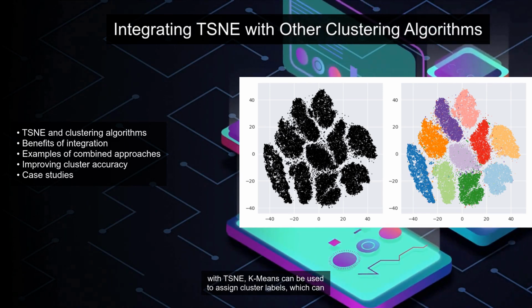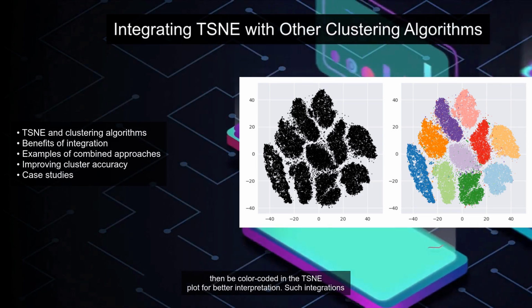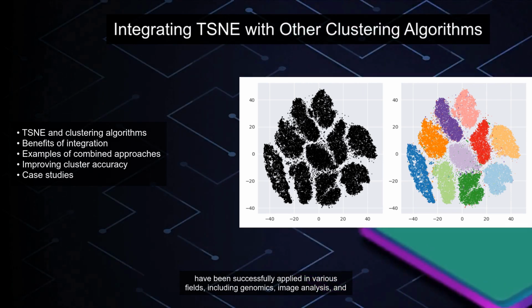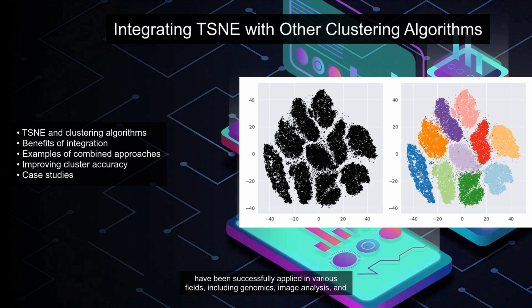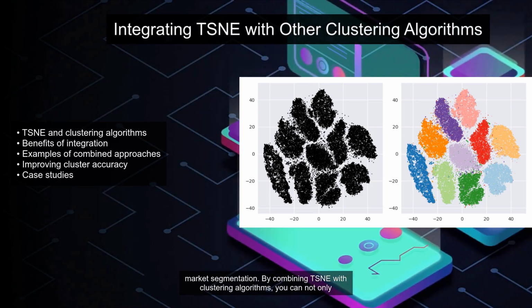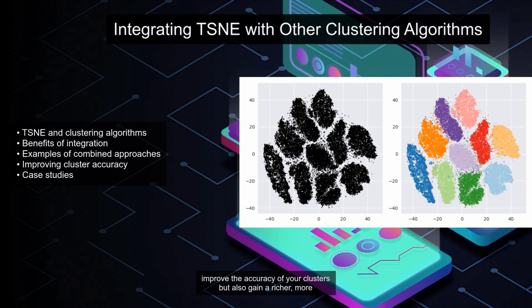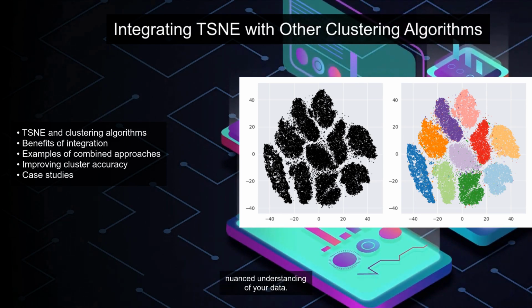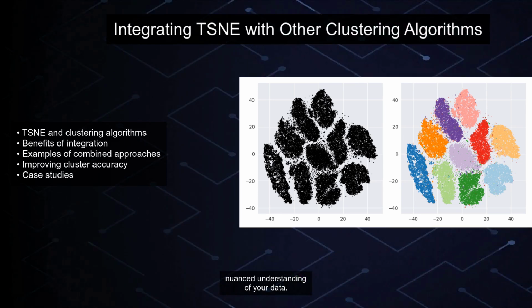For instance, after visualizing the data with TSNE, k-means can be used to assign cluster labels, which can then be color-coded in the TSNE plot for better interpretation. Such integrations have been successfully applied in various fields, including genomics, image analysis, and market segmentation. By combining TSNE with clustering algorithms, you can not only improve the accuracy of your clusters but also gain a richer, more nuanced understanding of your data.